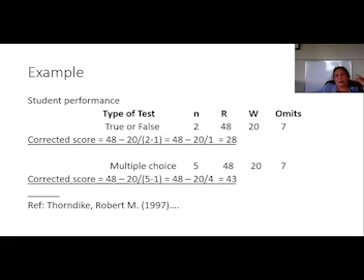Okay. What is 48 again? The right responses. What is 20? The wrong responses. What is 2? The number of options. What is 1? Okay. Minus 1. The 1 is constant. So substituting, we have 48 minus 20 divided by 1 equals 28.